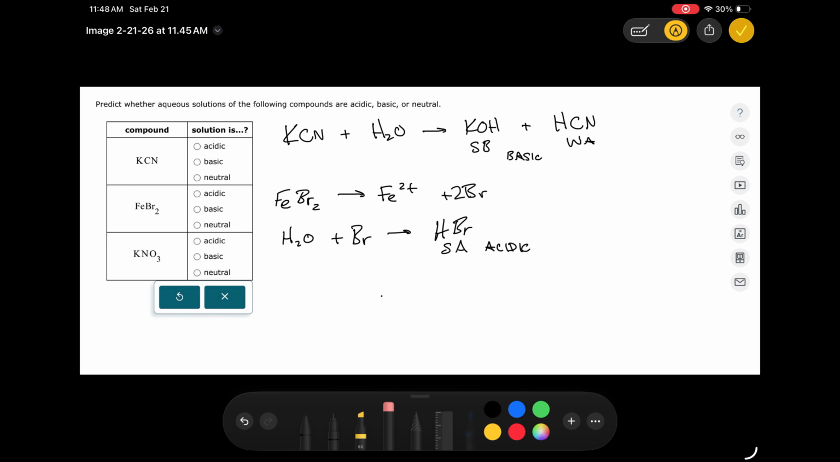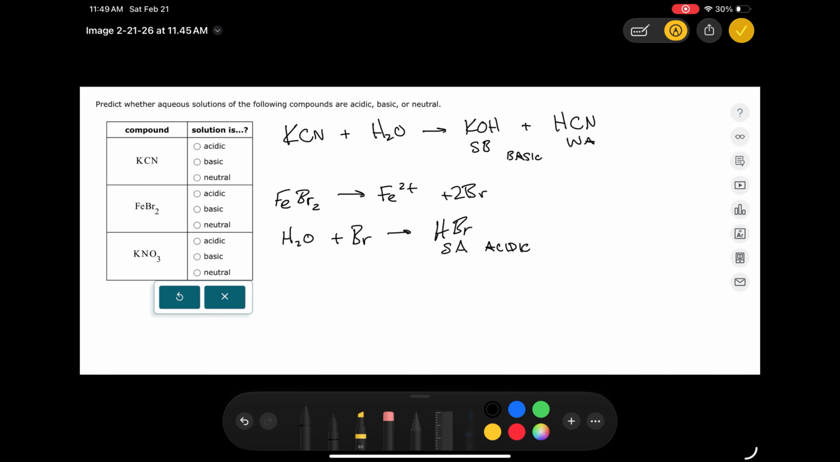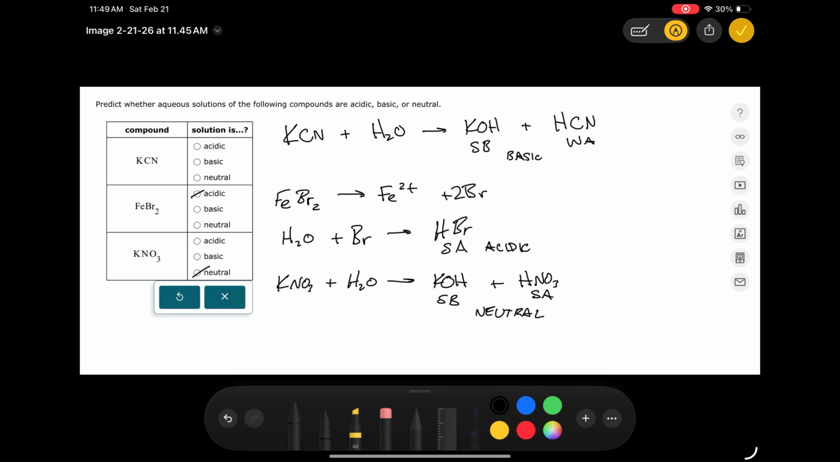So in this case only, usually you want to know, let's say it was KCl, then you want to know where the extra hydrogens are going. But now you've got, I'm not sure why I wrote KNO3. Oh yeah, that's why, because we're on the next one. So KNO3 plus H2O, KOH, strong base, HNO3, strong acid. We know that's neutral.